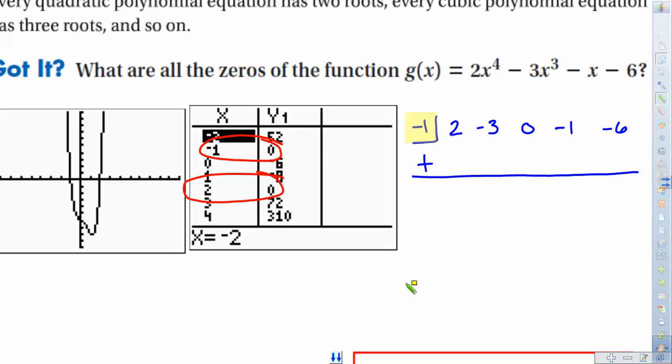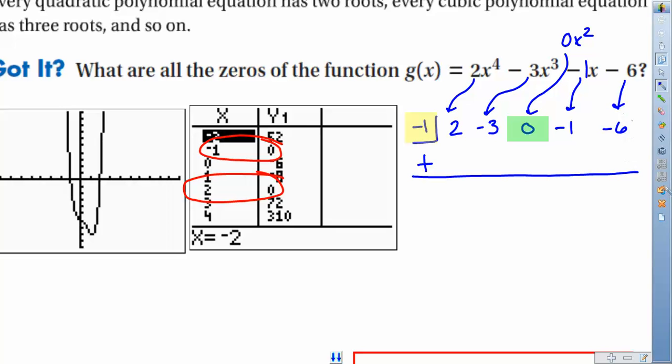Mistake number 2. Did you put a 0 right there like you should have? Because remember, we have x to the 4th. We have 2x to the 4th. We have -3, x to the 3rd. But you know what's missing? We have 0, x squared now, don't we? That's why we need the 0 right there. And we have -1, x, and then -6. Okay? So that 0 needs to be there. So take a couple seconds, erase that, and get that fixed.